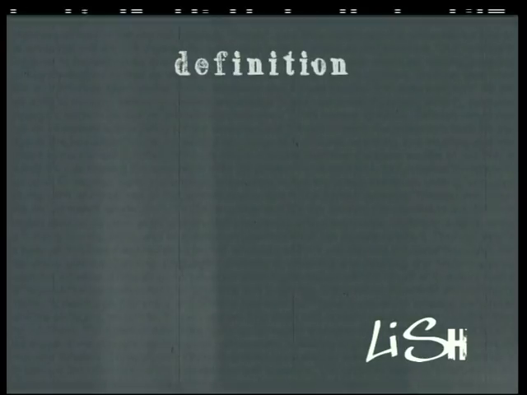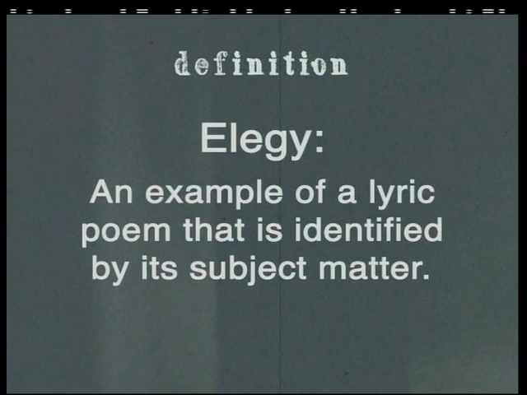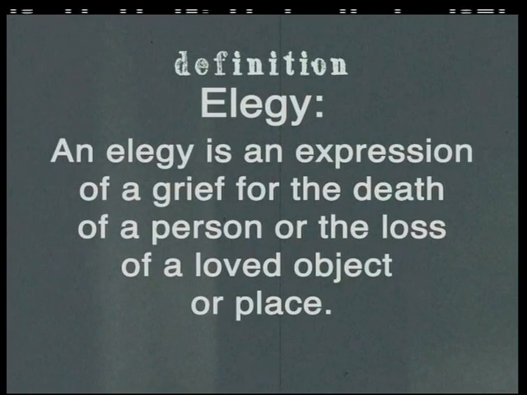Now we will examine what an elegy is, and this type of poem is easy to identify. An elegy is an example of a lyric poem that is identified by its subject matter. An elegy is an expression of grief for the death of a person or the loss of a loved object or place. As you can see, by definition, an elegy is a sad or a mournful poem and will never have a light-hearted tone. It usually has a slow and subtle rhythm.